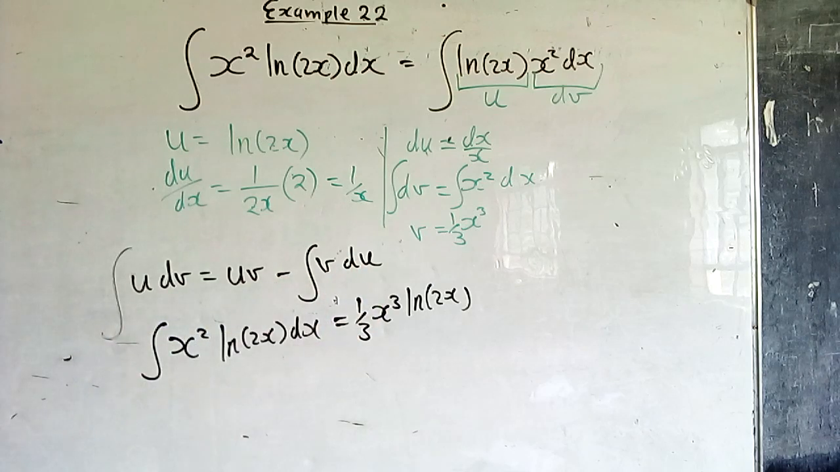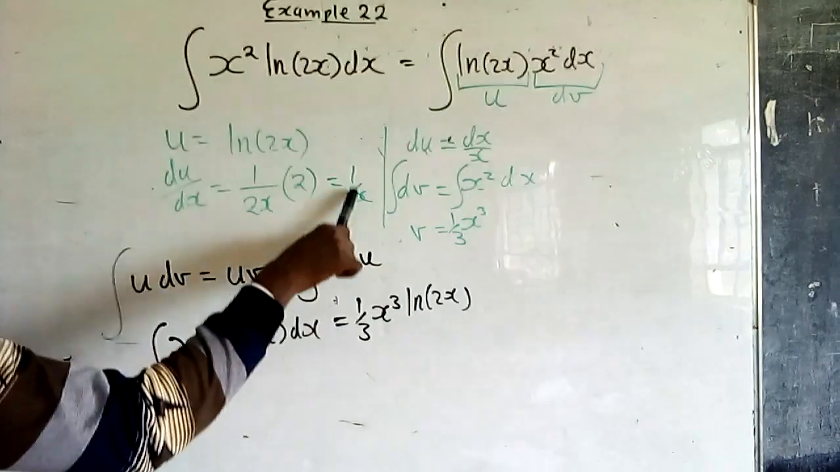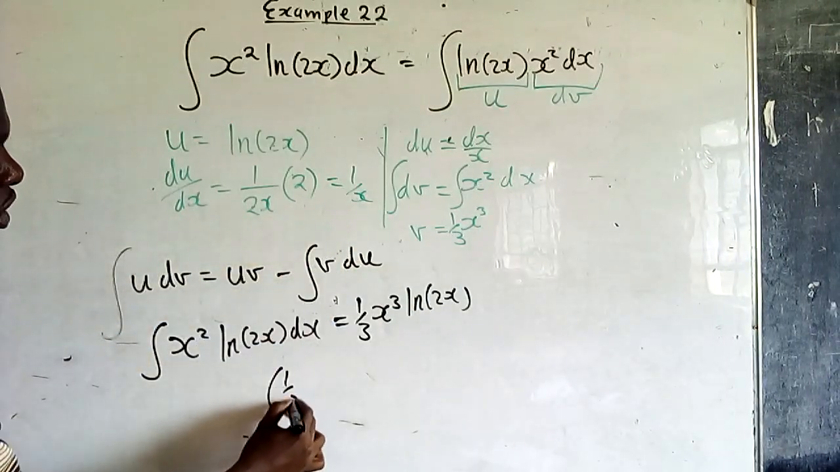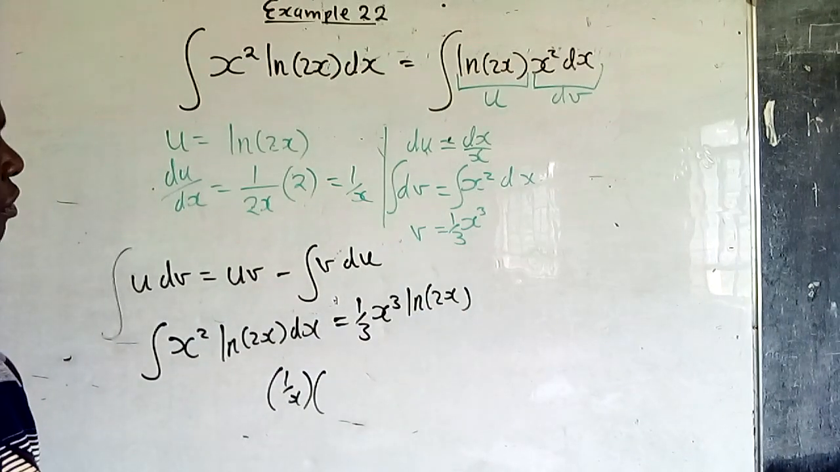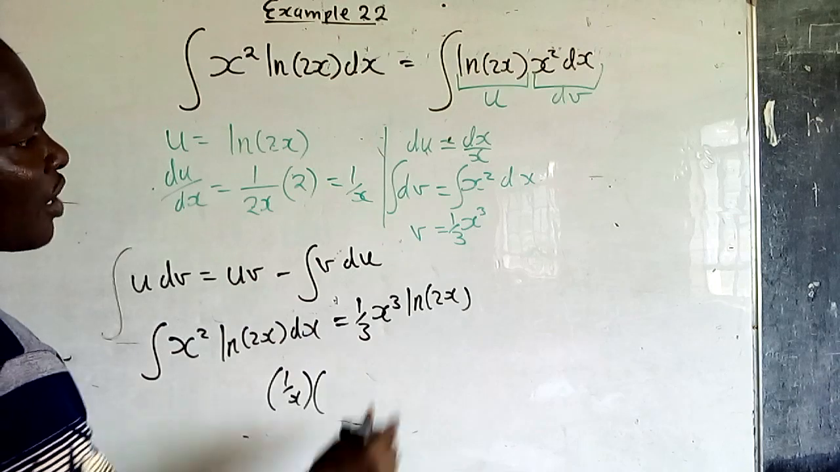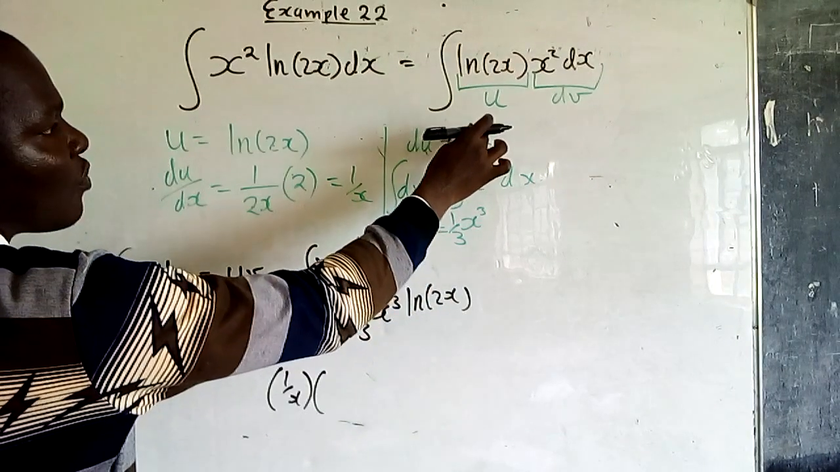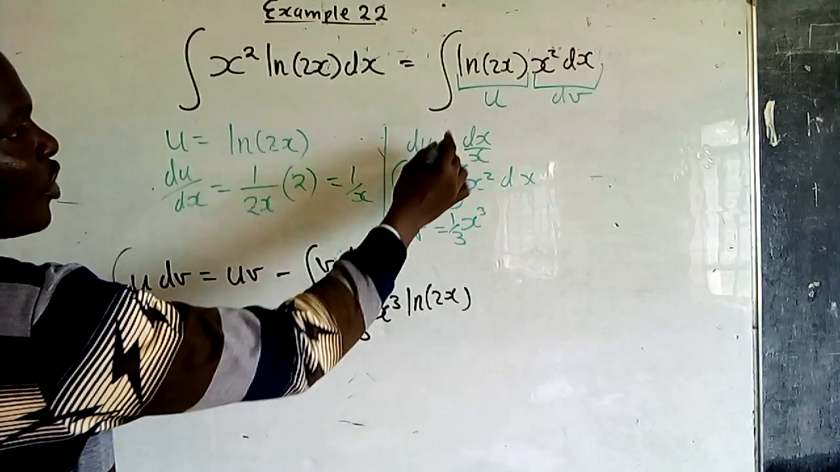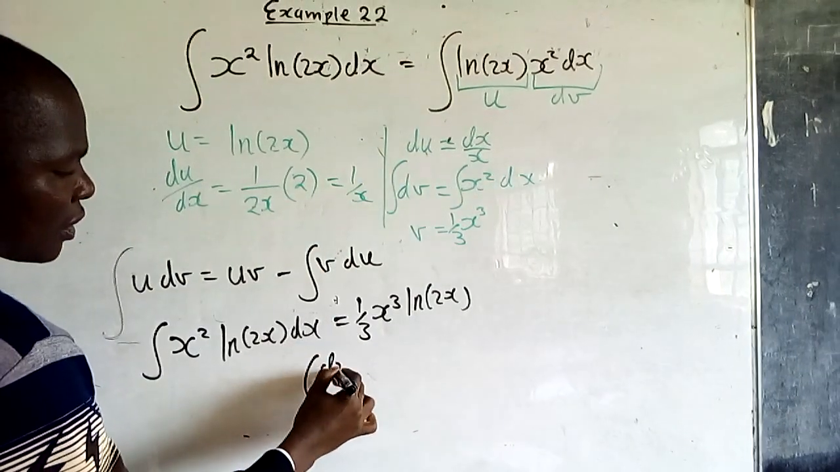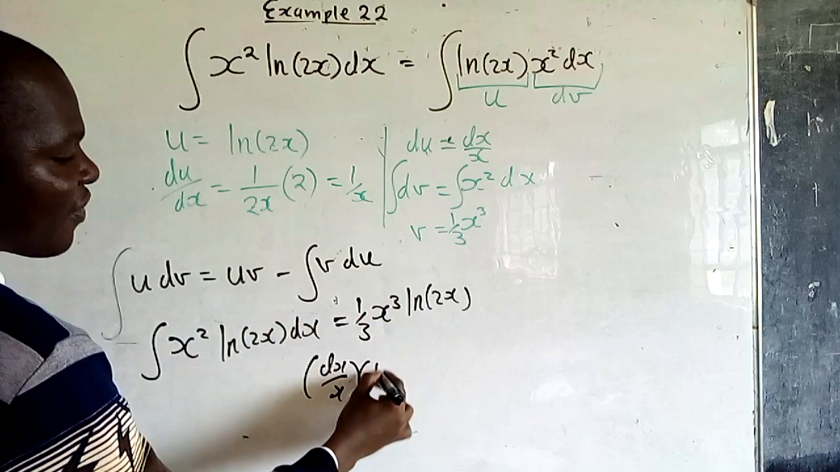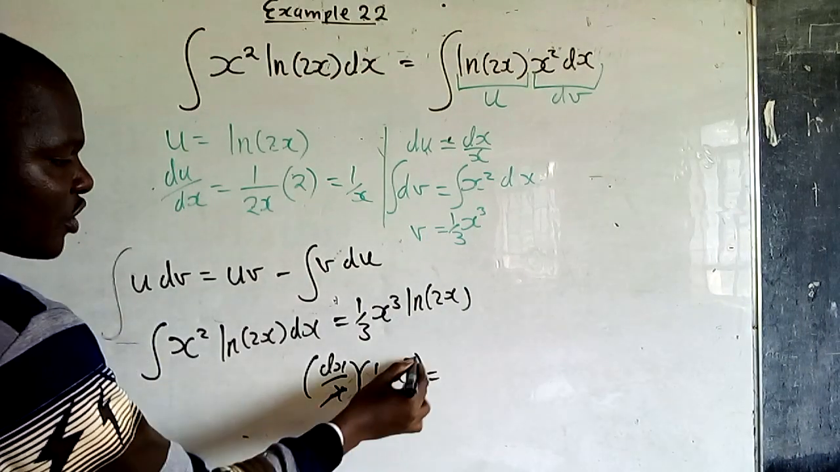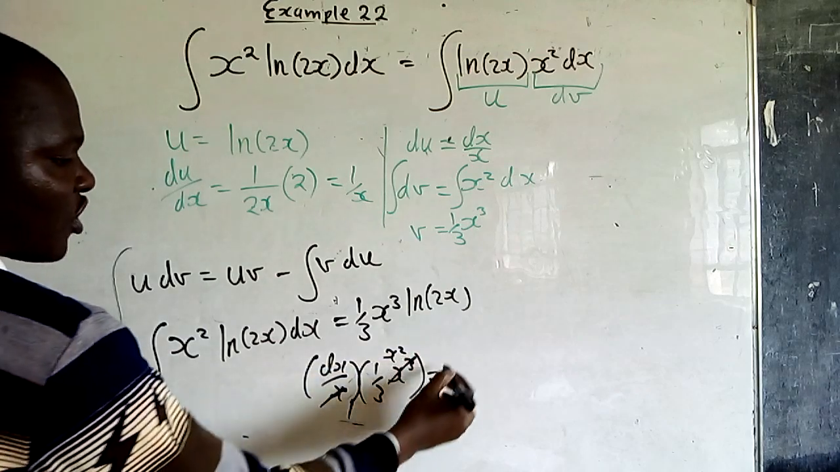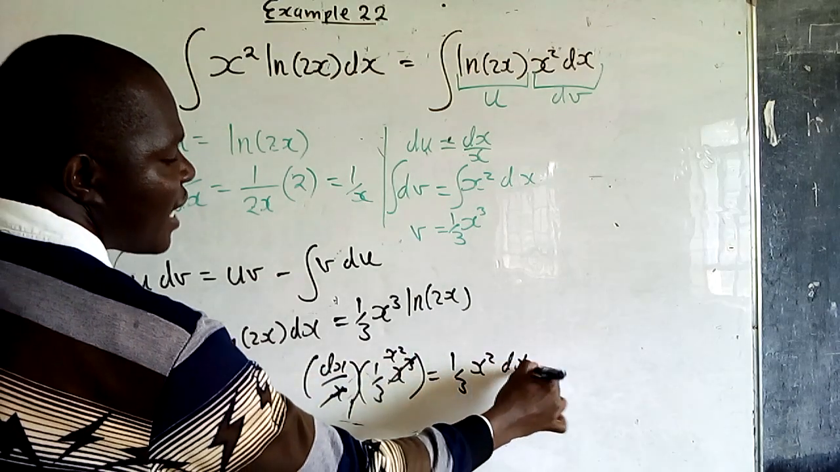So what is v du? This is v, this is du. You can see du is dx over x, and v is a third x cubed. So if you multiply this, what do you get? One x goes, you remain with x squared, isn't it? So it is like you have a third x squared dx, isn't it?